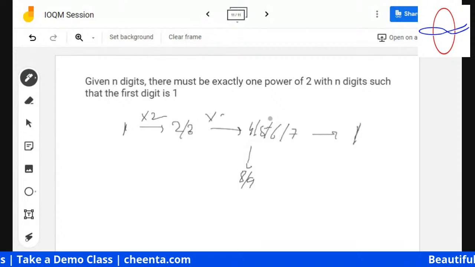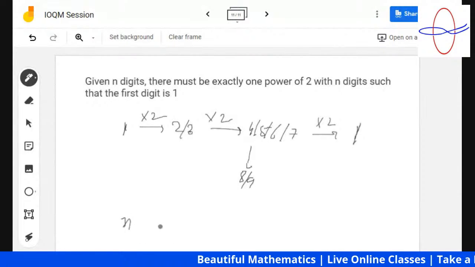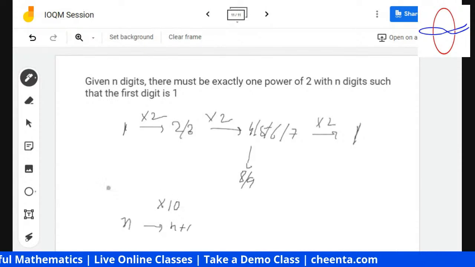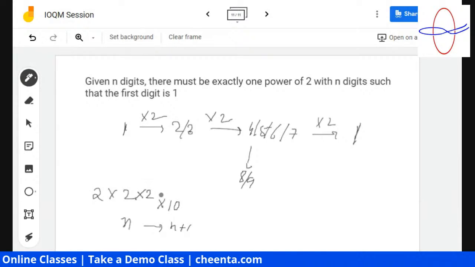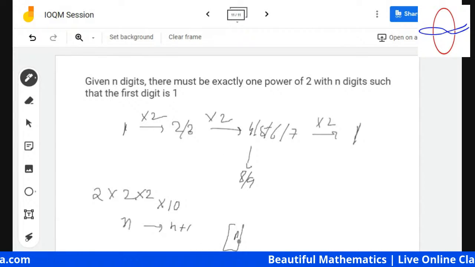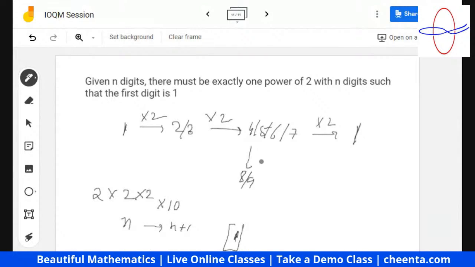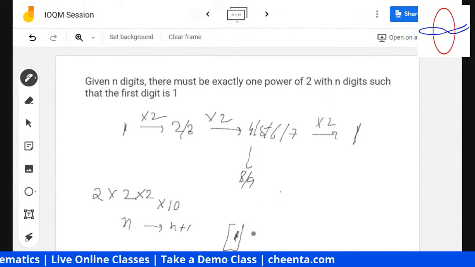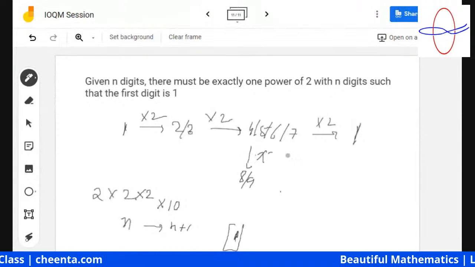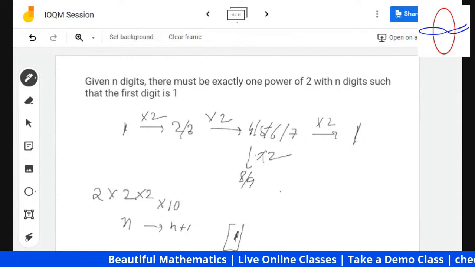In an n digit number, to go to an n plus 1 digit number, we need just multiplication by 10, right? Minimum. So therefore, it's multiplication by 2, three twos at most. So if there is a number starting with 1, then 1 cannot come back again, because it can only come back in 3 steps. So 1 cannot really come back again. That's the idea. So exactly, there will be one n digit number which starts with 1.